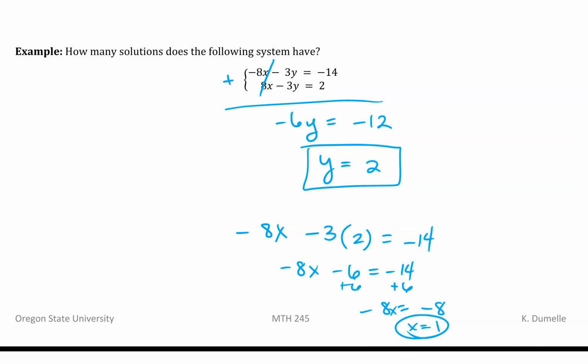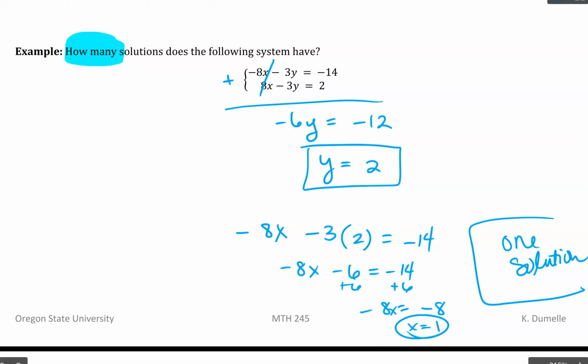Now, I didn't really have to finish solving the whole thing out, because my whole question is how many solutions? This is just one solution. We ended up with one final solution.